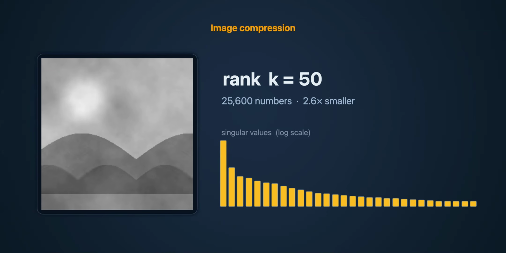And the layers we dropped were only the faint singular values at the tail, fine detail and noise. So compression is not magic. It is just keeping the big singular values and throwing away the small ones. The exact rank K approximation from a moment ago, now you can see it.